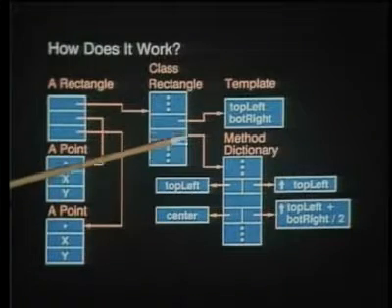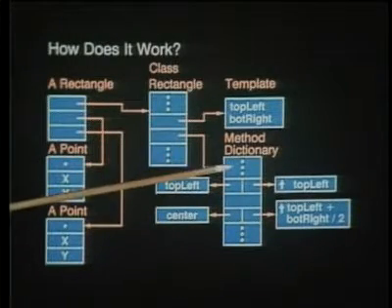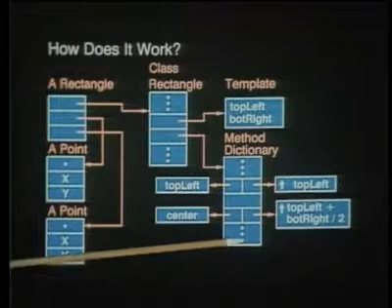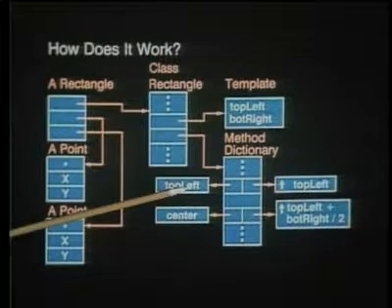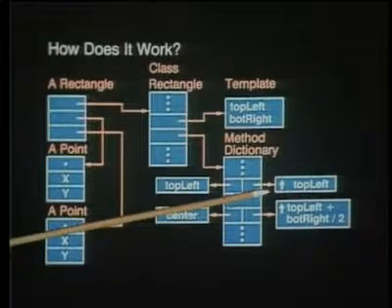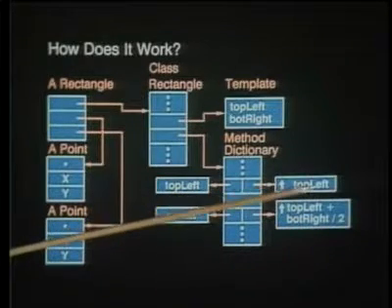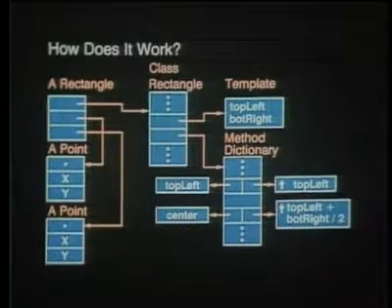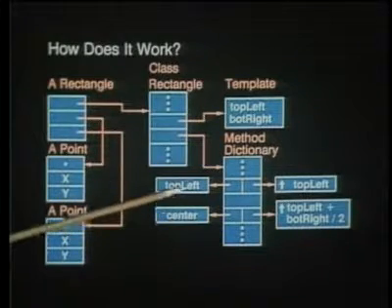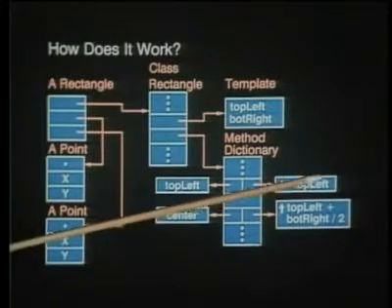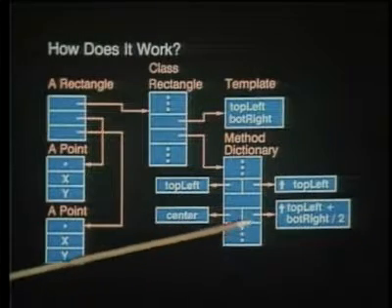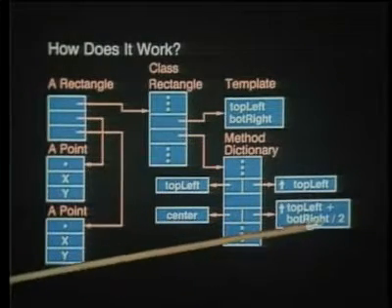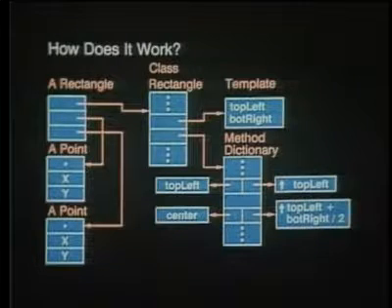There's also a pointer here from the class to an object called a method dictionary. And it correlates the names of the messages being sent, the selectors, with the code, with the methods for returning the appropriate values. So here's top left, and there's the method that says return top left. Here's an entry in the dictionary under the name center, and it points off to the method that we just examined for calculating the center.